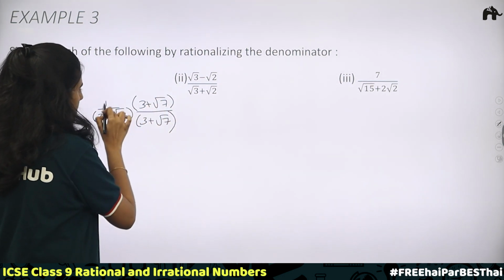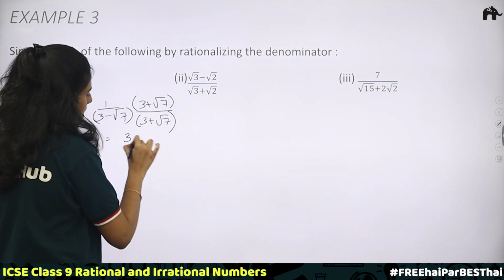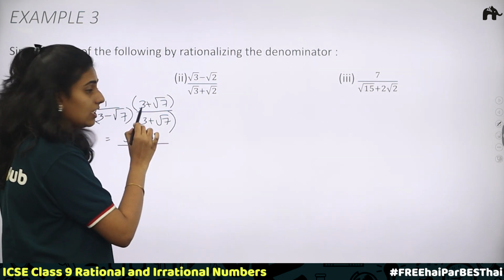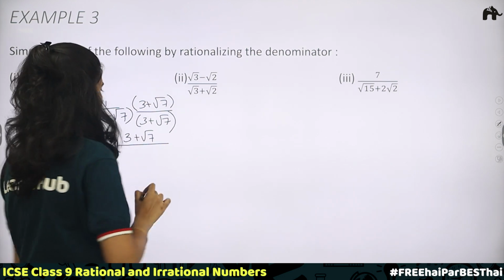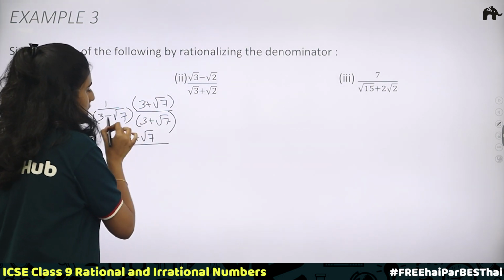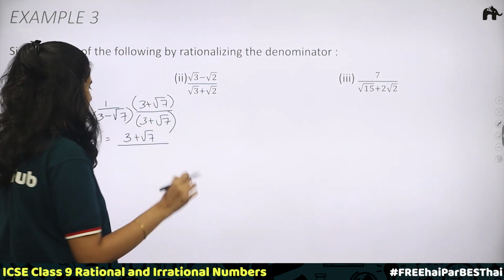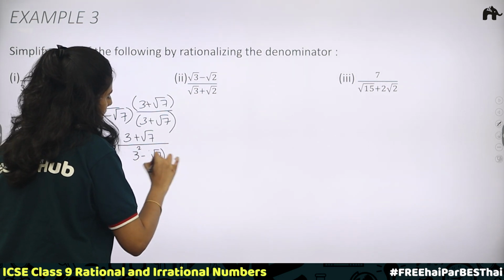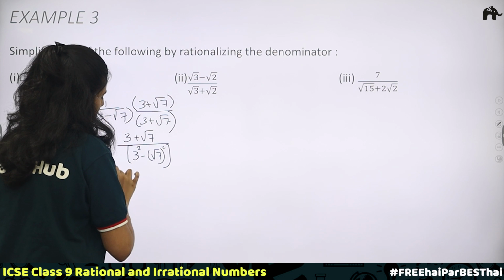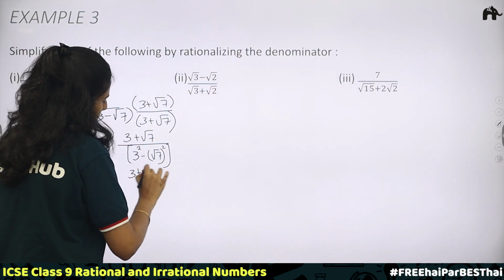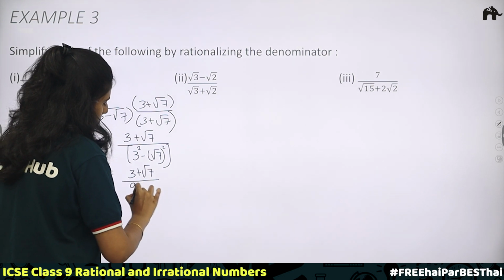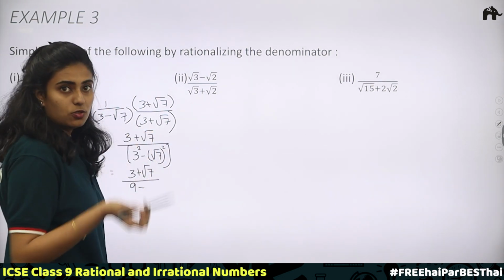Okay, so the numerator 1 into 3 plus root 7 is 3 plus root 7, divided by 3 minus root 7 into 3 plus root 7. What do we get? A plus B into A minus B is A square minus B square. Therefore, 3 square minus root 7 whole square, which is equal to 3 plus root 7 divided by 3 square, 9, minus root 7 whole square.